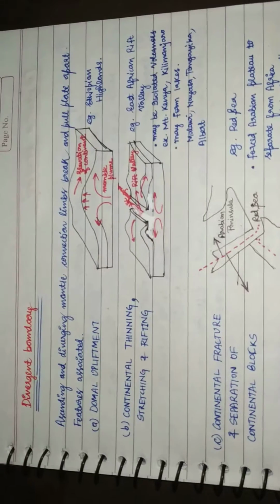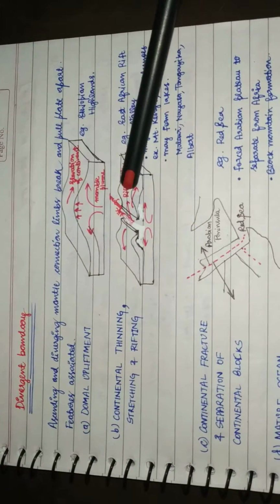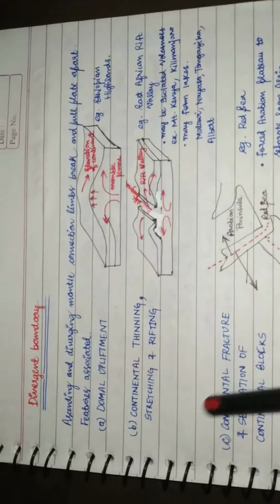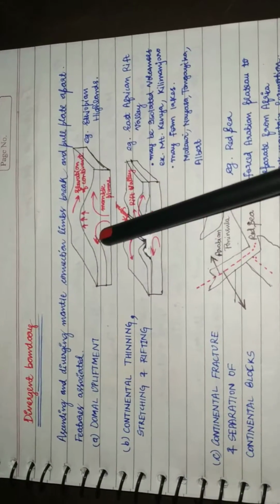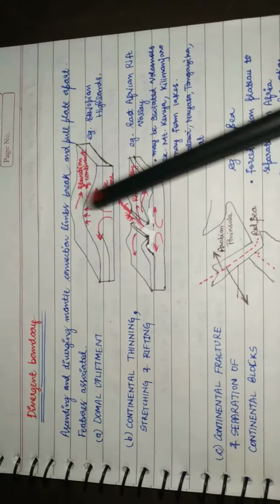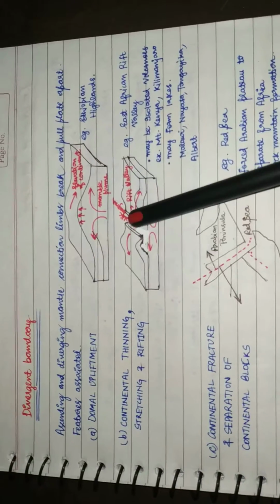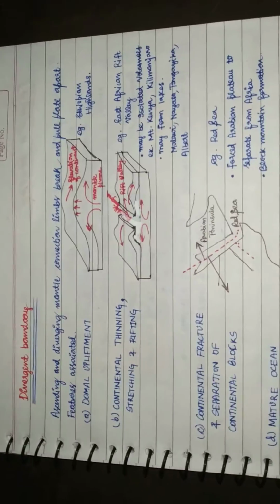All right, so divergent, the boundary is formed when there is ascending and diverging mantle convection limbs. It breaks and pulls the plate apart. So tensional force here. All right, so the features associated are, and there's a complete process.